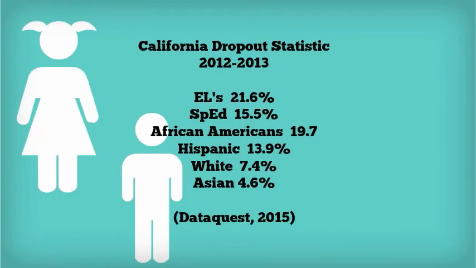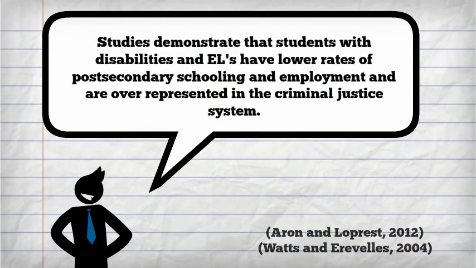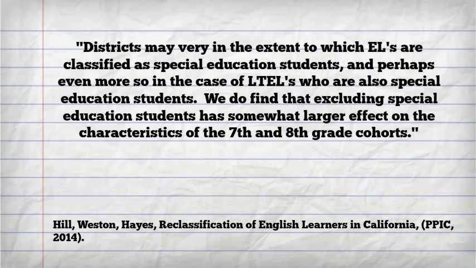California dropout statistics in 2012 and 2013 show that ELs and special ed students are among some of the highest subgroups that drop out. Studies demonstrate that students with disabilities and ELs also have lower rates of post-secondary schooling and employment and are overrepresented in the criminal justice system. It has been difficult finding data that includes the combined subgroups, but a report from PPIC implies that the number of students that fall into both categories is significant enough to affect reclassification data.